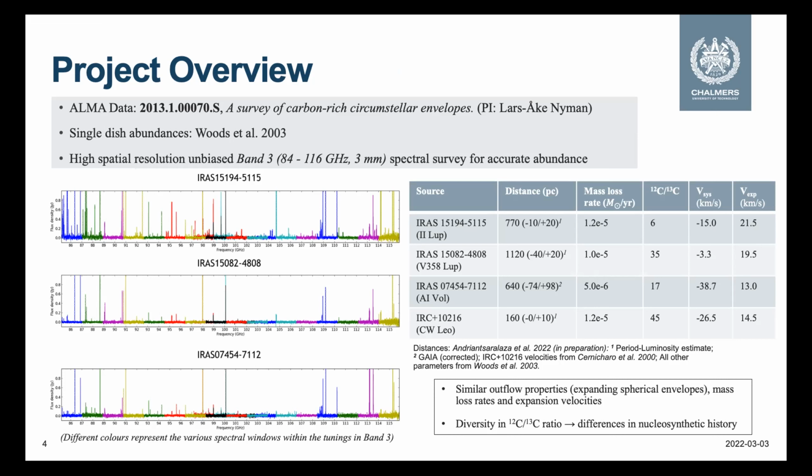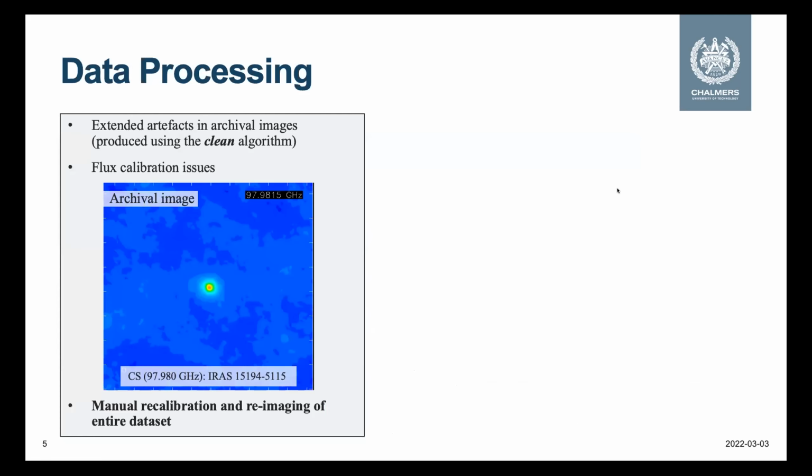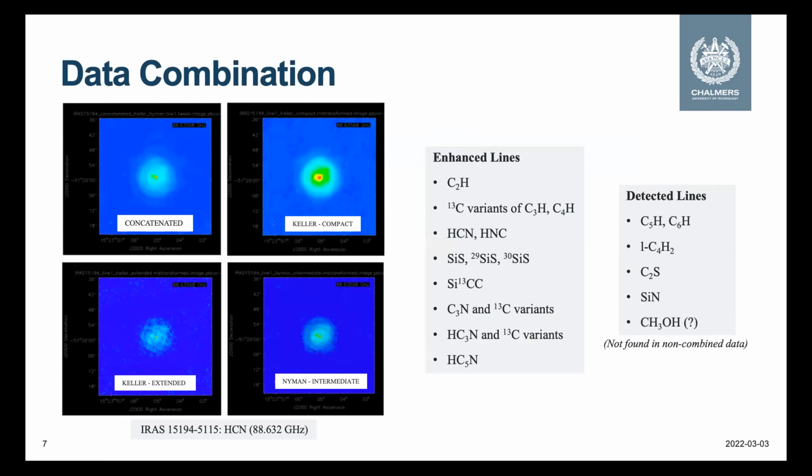Yes, sure. Maybe we can take one last question. Yeah, there's another question. What are the differences in the chemistry of HCN and HNC in these objects that lead to such a huge abundance difference for those two species?